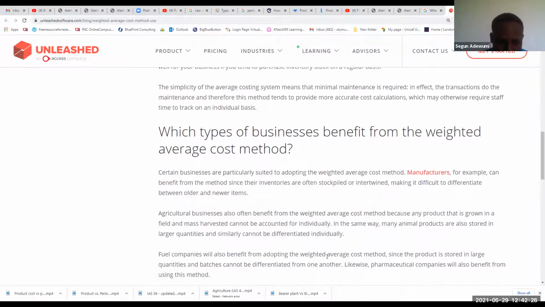Okay. Fuel companies will also benefit from adopting the weighted average cost method since the product is stored in large quantities and batches cannot be differentiated from one another. Likewise, pharmaceutical companies will also benefit from using this method.